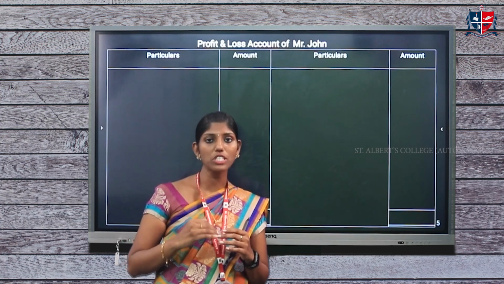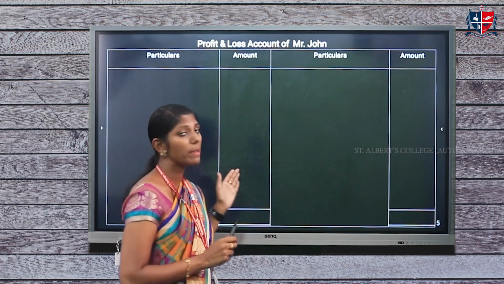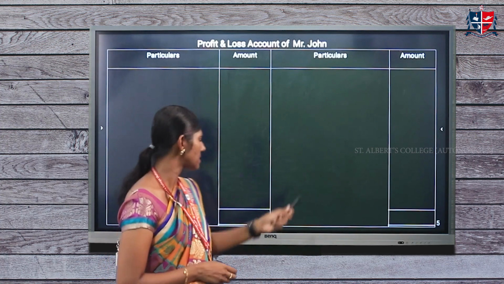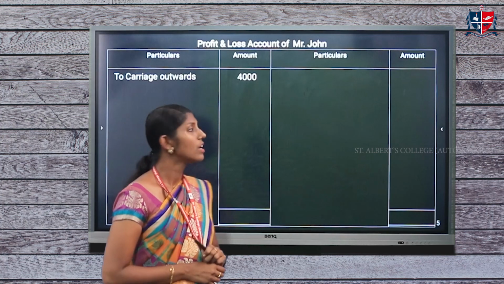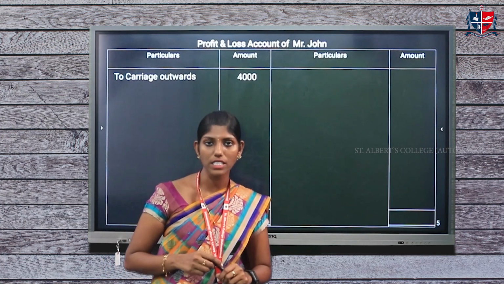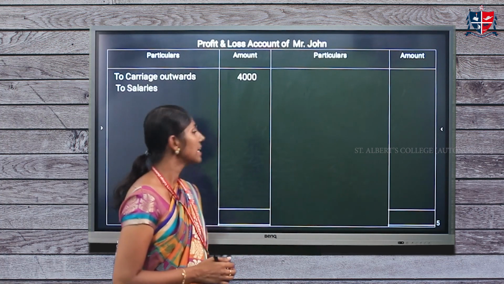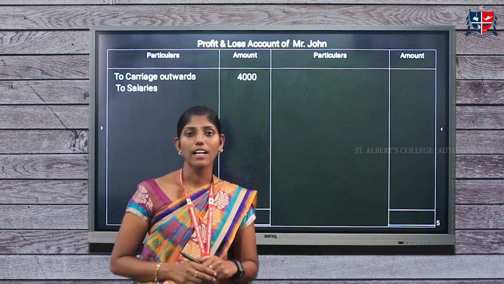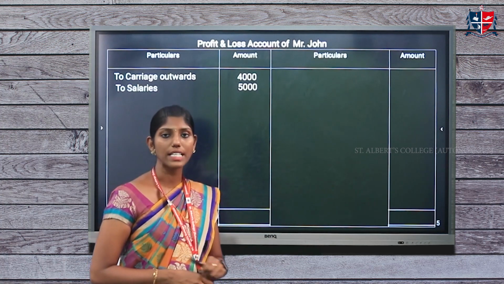The gross profit is shown on the credit side. That's why we are starting with the debit side item, carriage outwards. The carriage outwards amount to 4,000. This is an indirect expense. That's why we are debiting this item. Next item is salaries. Salaries also come under the indirect expenses. 5,000 is the amount.